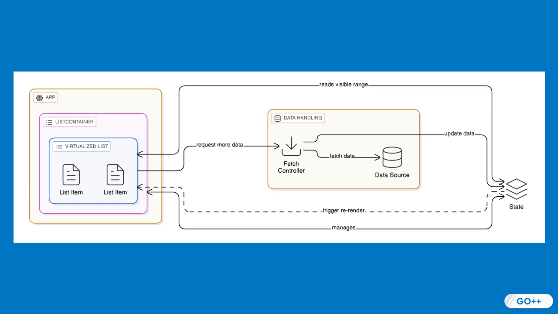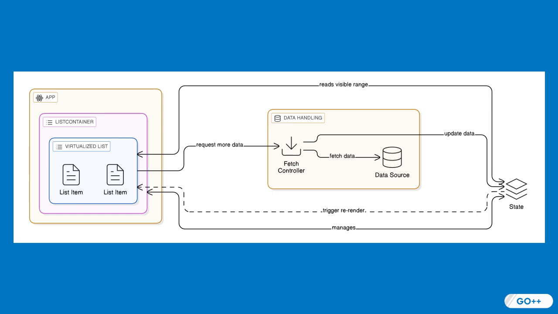Think of virtualization as a moving window over the dataset. As you scroll, the window slides along, and only the items within this window are rendered to the DOM. Items outside the window are simply not present in the DOM at all, which keeps the memory footprint tiny and the UI snappy. This approach isn't just a performance hack, it's a foundational architectural strategy for scalable user interfaces.